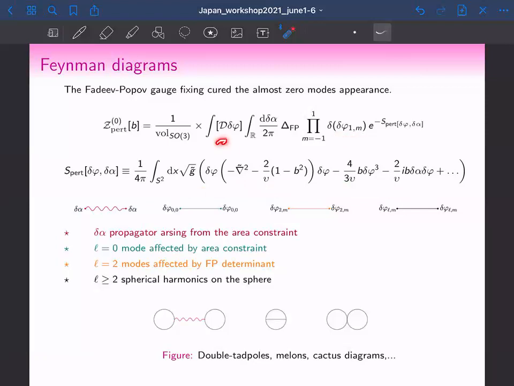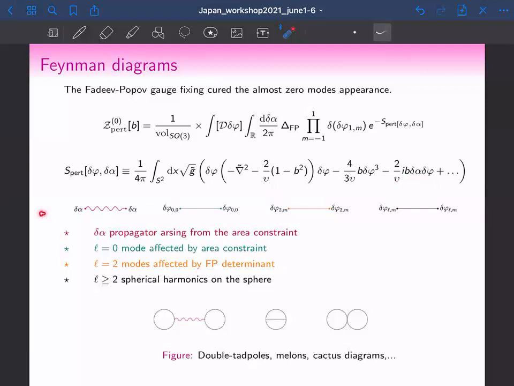And maybe as a side remark, this measure over here is really just a flat measure on the fields delta phi. And now we have this action over here. So we have quadratic pieces, and then we have this interaction term between delta alpha and delta phi. To get rid of this interaction term, we can diagonalize the action. And then you get a quadratic term in delta alpha and a quadratic term for the phi L equal to 0 mode, because the only mode that delta alpha is talking to, because of the orthogonality of the spherical harmonics, is the L equal to 0 mode.